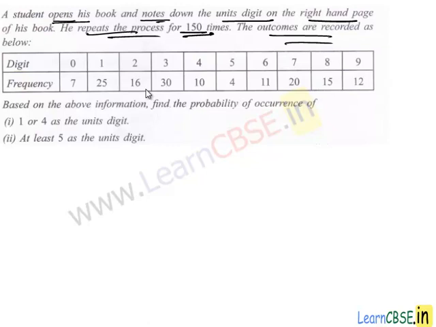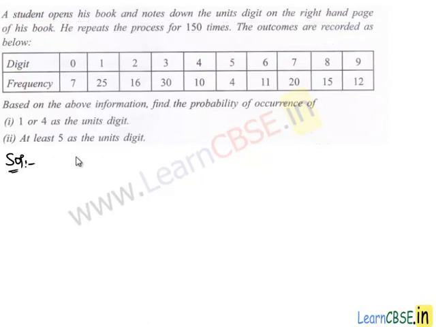Based on this information, we have to say the probability of occurrence of 1 or 4 as the unit digit. Similarly, we have to find the probability that at least 5 is the unit digit. So let's work out the problem.